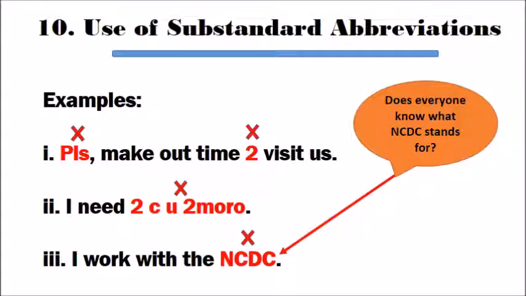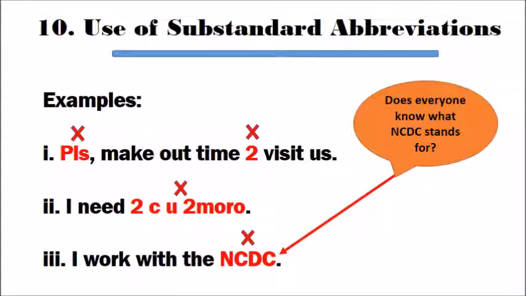Then the third example, I work with the NCDC. Now NCDC might be a standard abbreviation, but what if the person does not know what NCDC stands for? What if the person knows something different about NCDC? Because to me, it might be National Center for Disease Control. To another person, it might be Nigerian Center for Disease Control. Another person might say National Communication Development Center. It will still be NCDC.